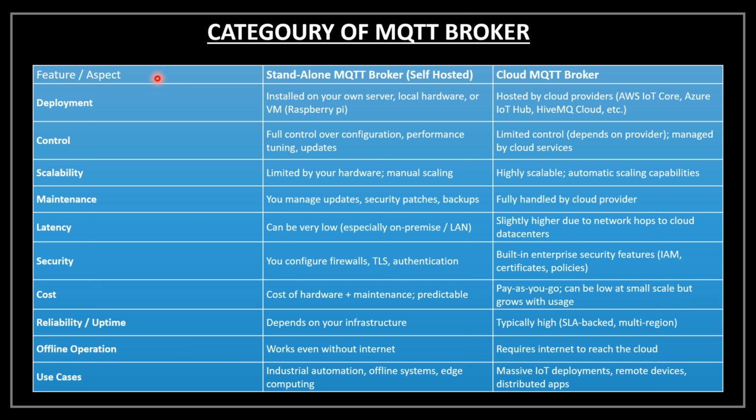Now let us see about an MQTT broker. MQTT brokers are broadly defined into two categories. One is a standalone or self-hosted MQTT broker, and the second one is a cloud MQTT broker. These standalone brokers can be installed on your own servers, local hardware, or Raspberry Pis, while the cloud MQTT brokers are hosted by the cloud provider. In all aspects, the cloud MQTT brokers are more efficient than the standalone brokers. AWS IoT Core, Azure IoT Hub, HiveMQ Cloud, these are a few cloud providers. You can pause this video and see the comparison here.